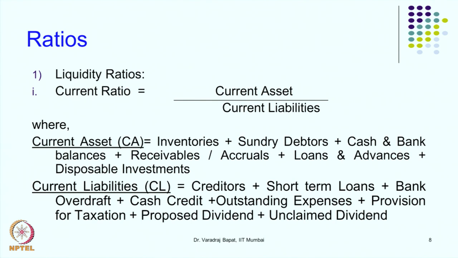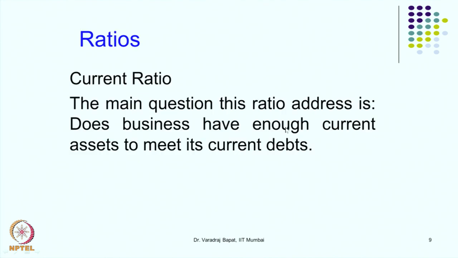Now, one of the most important ratios of liquidity is the current ratio. This is extensively used not only by shareholders, but by managers, also by bankers, by suppliers and so on. This is a simple ratio, current assets divided by current liabilities. So all the current assets are totaled, all the current liabilities are totaled, and you get a relationship which is known as the current ratio.